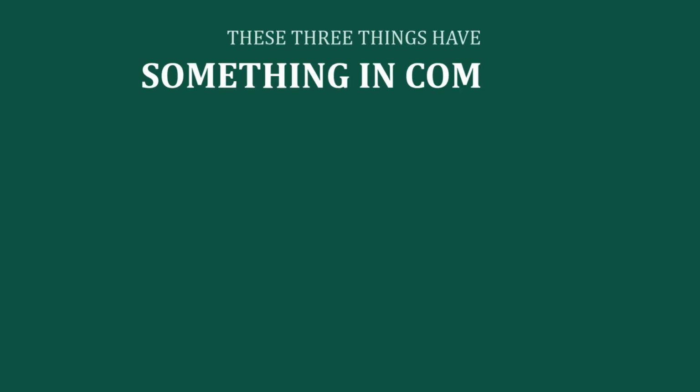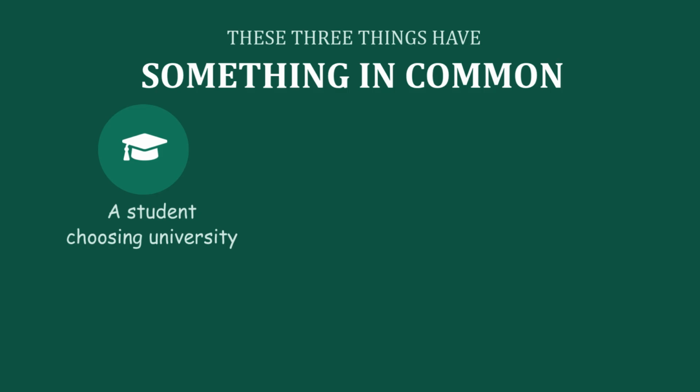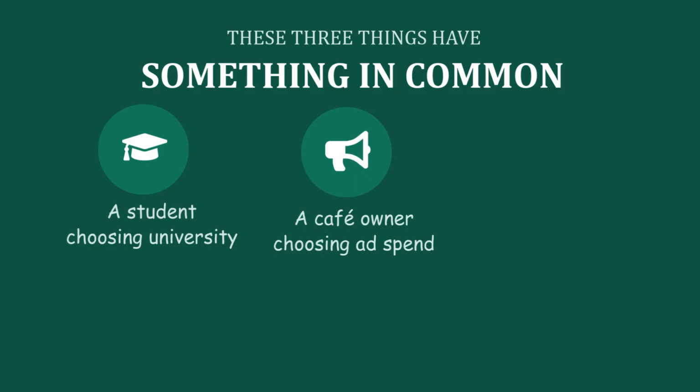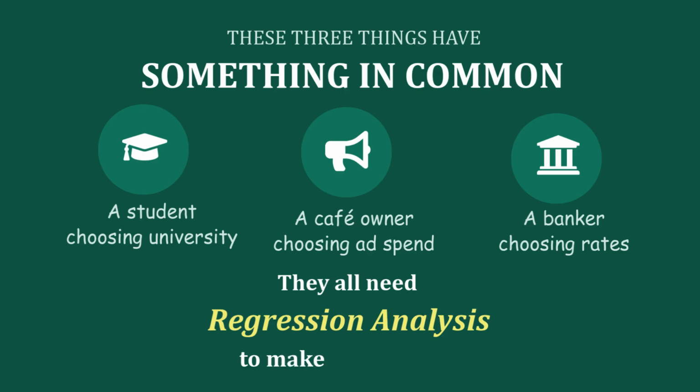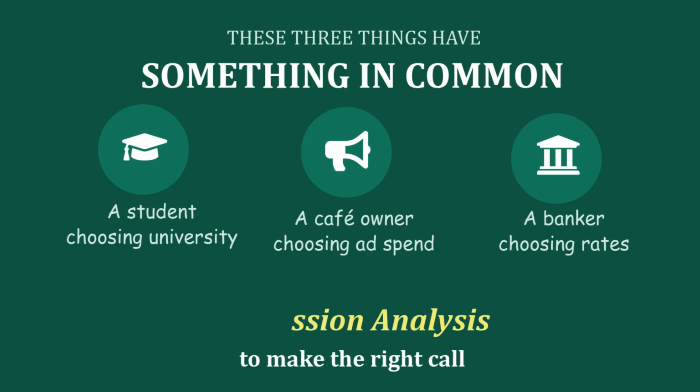These three things have something in common. A student choosing a university, a cafe owner choosing ad spend, a banker choosing interest rates. Three very different worlds, one shared problem. They all need regression analysis to make the right call. Today we use Excel to show you exactly how regression works.